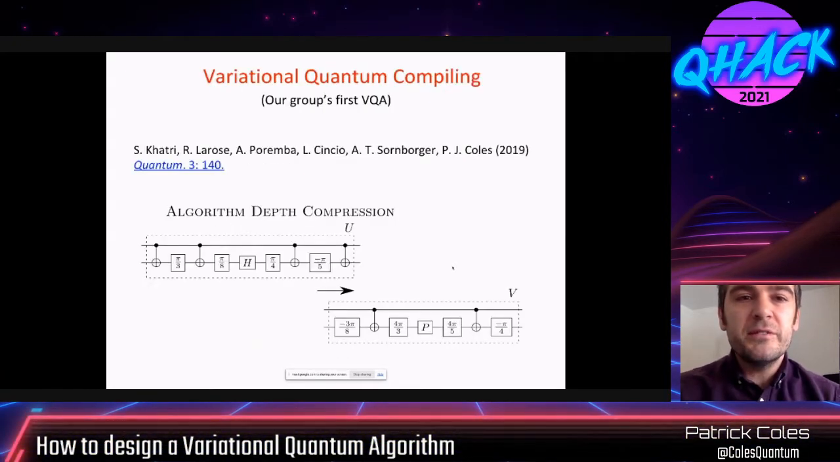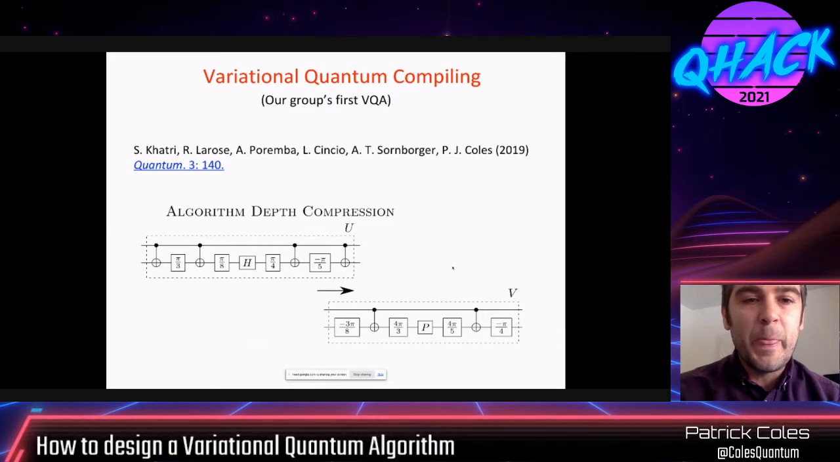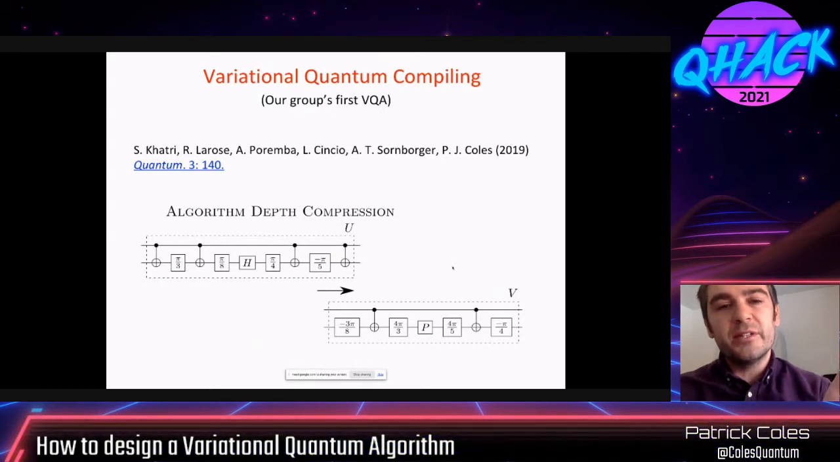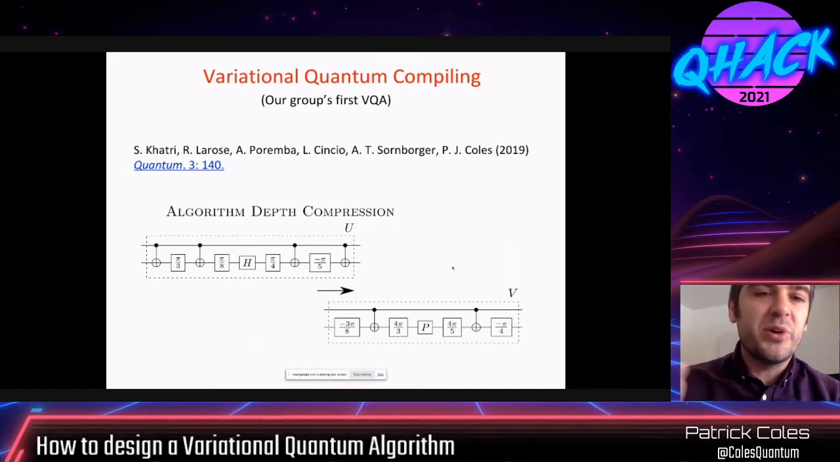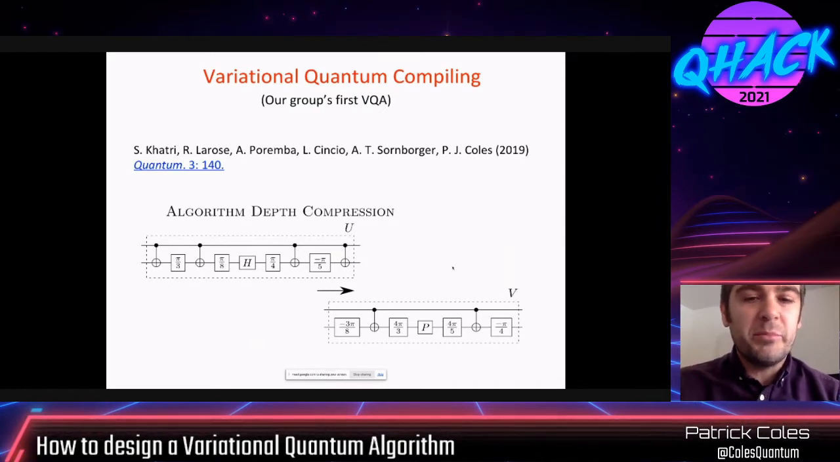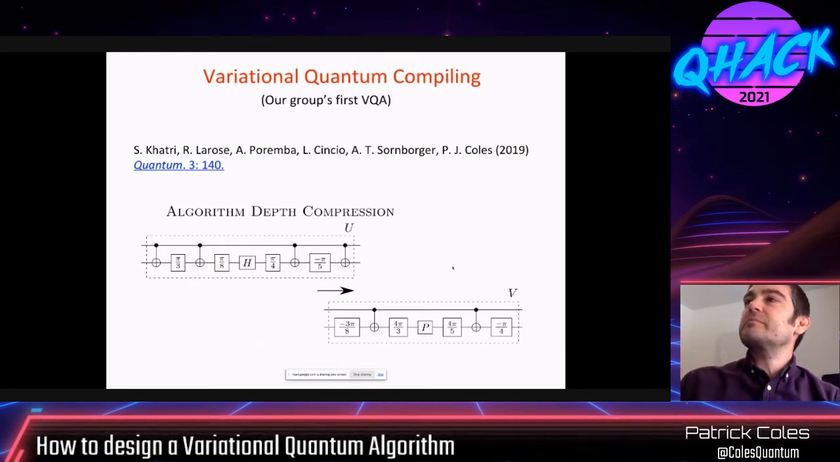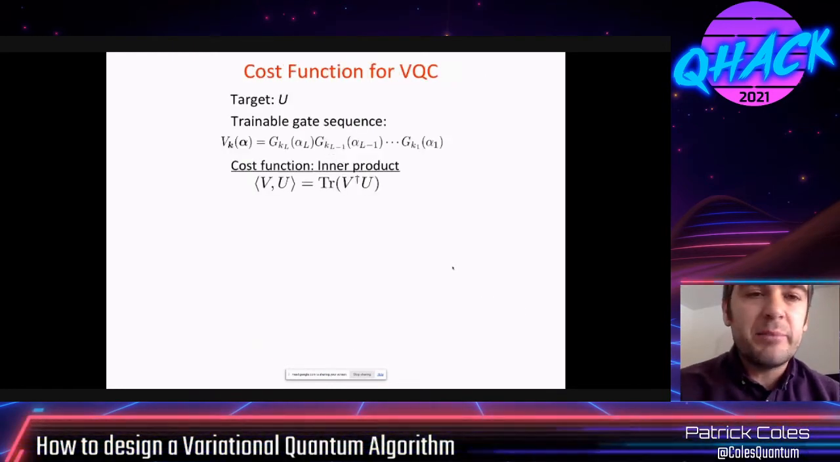So our group's very first foray into variational algorithms was this task of quantum compiling. Imagine that you have some long depth gate sequence U, and you're interested in optimally compiling that down into some shorter depth gate sequence V, because you want to get rid of noise. You don't want some really long gate sequence, so you want to compress that into some shorter depth gate sequence. That's what we call quantum compiling or optimal quantum compiling. And so this was the application.